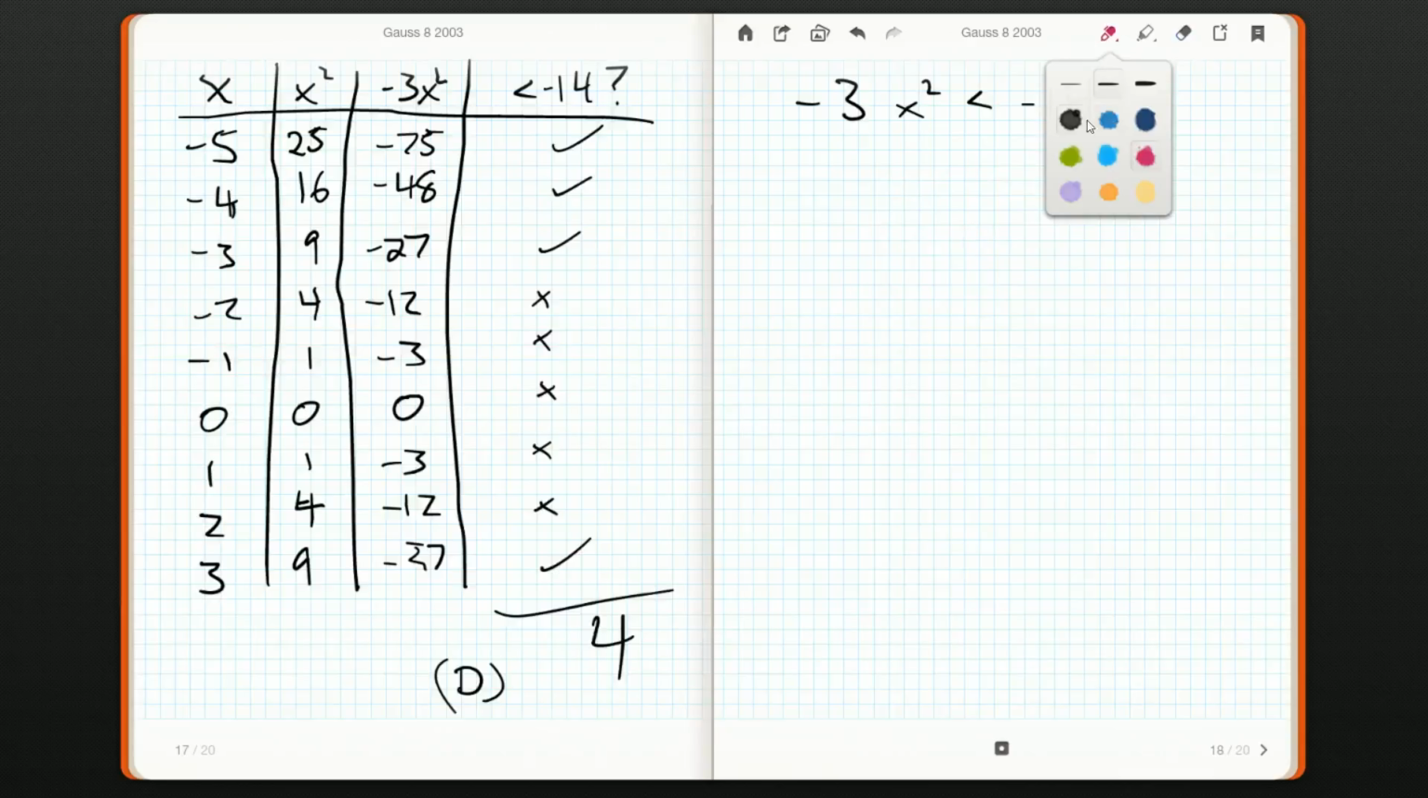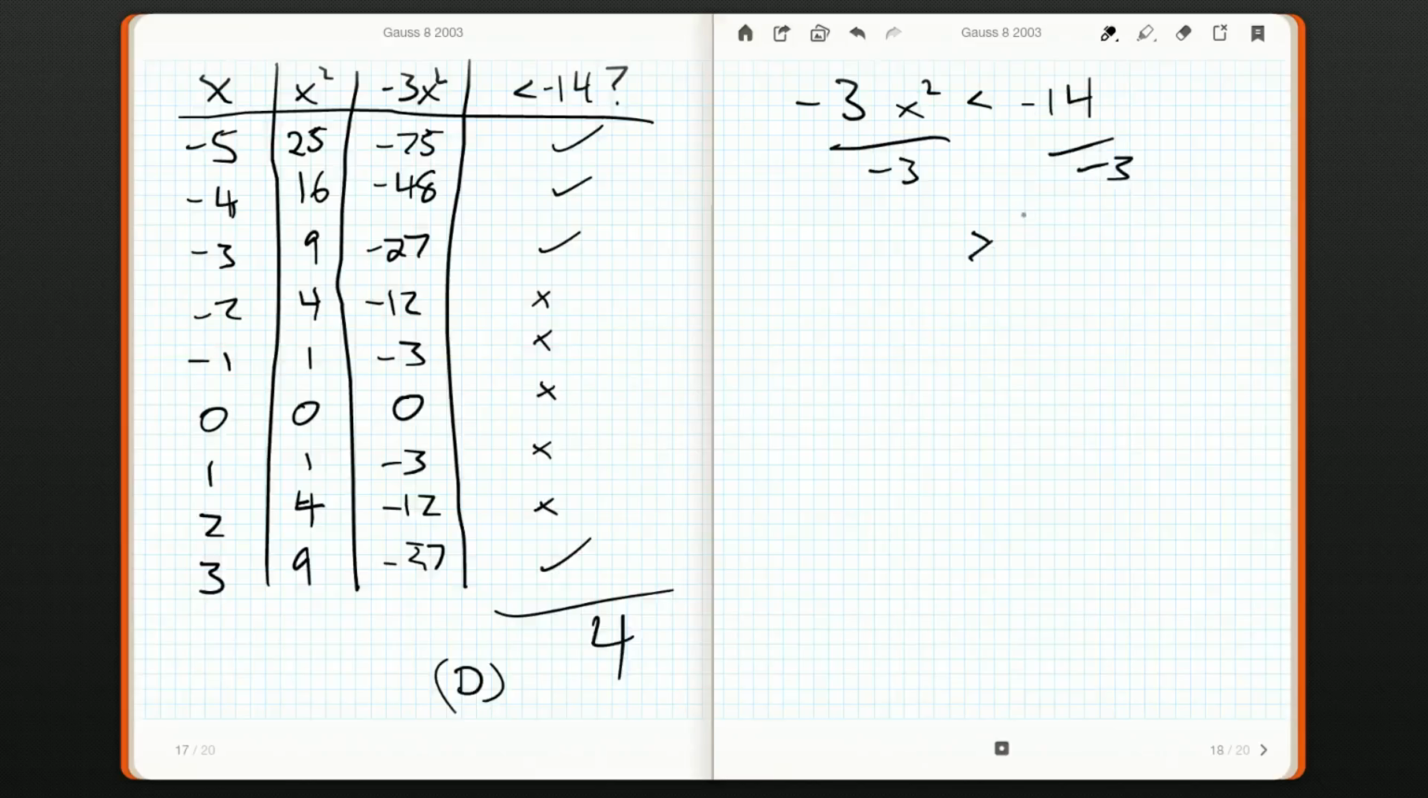So let's divide by -3 on both sides. The sign will flip around, and we'll get negative divided by negative, so we'll have 14 divided by 3 here. And that's a little over 4. I'm pointing out the next integer that it's bigger than, just because we're only working with integers over here.